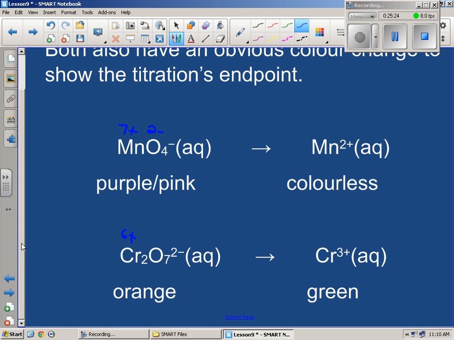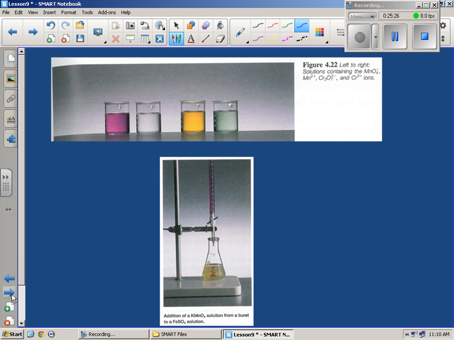Like I said, you won't unfortunately see this color stuff on yours, but this is kind of what you're going to see. This is your permanganate, your purple-pinkish color, and it's going to turn to clear. And this one here is your dichromate, which of course turns into the chromium ion.